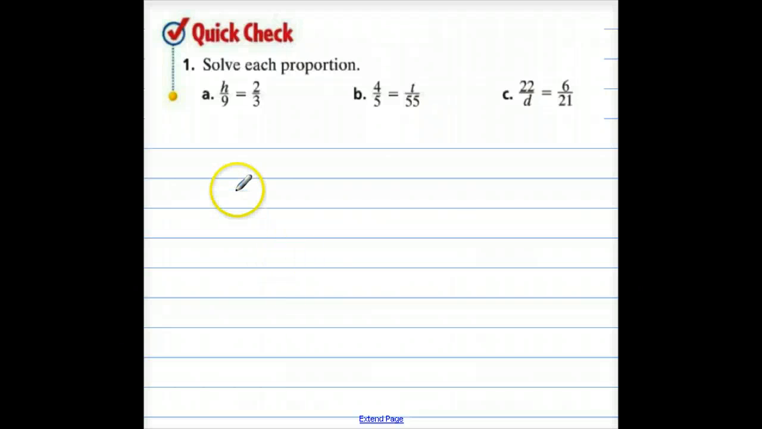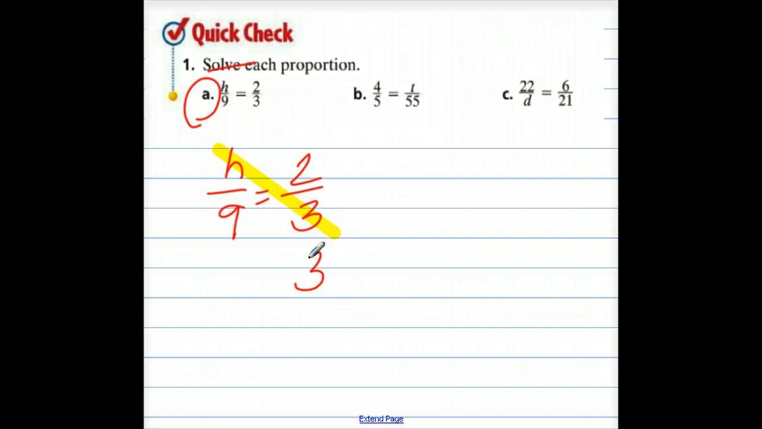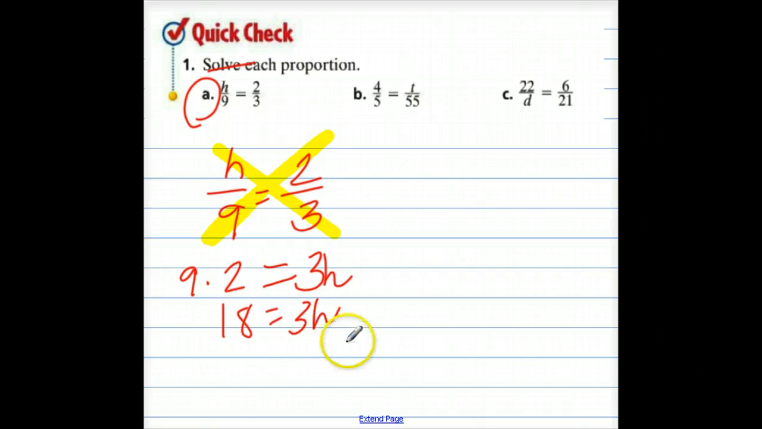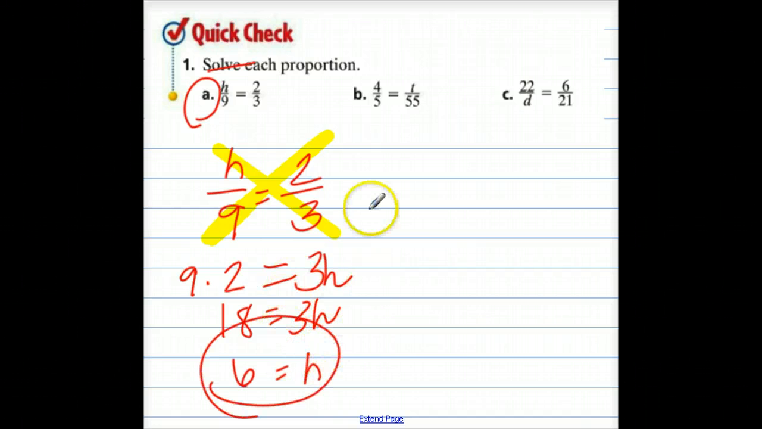So I'll just do one more example. If I have this first proportion, it wants you to solve it. They mean find out what the variable h is. h/9 equals 2/3. I'm going to look at my cross products. h times 3 is 3h, set equal to my other set of cross products, 9 times 2. 9 times 2 is 18. Divide by 3 to get h by itself. h equals 6. All right.